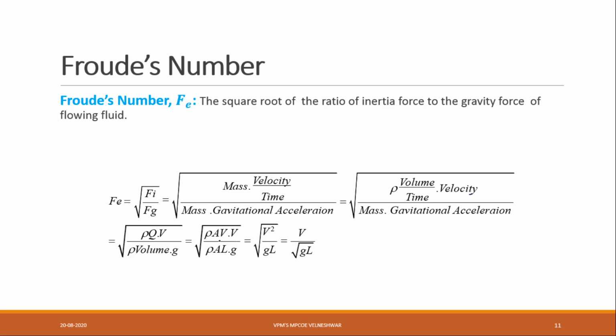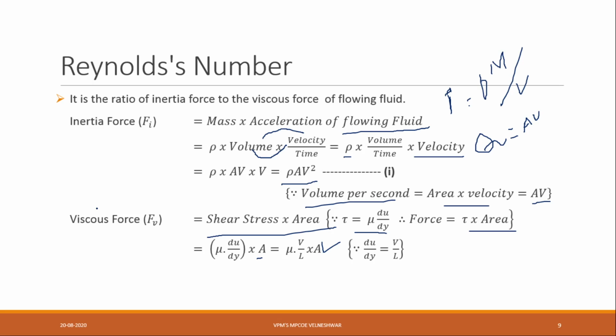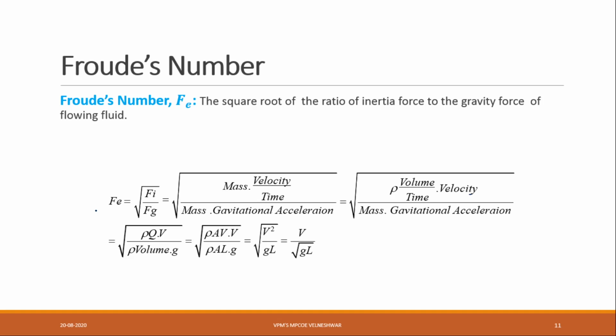Now rho into A into V, we have taken. In the similar way here, rho into A into V into V. Actually we will get rho A V square. And what is mass? Again rho into volume into g. What is volume? Area into length.